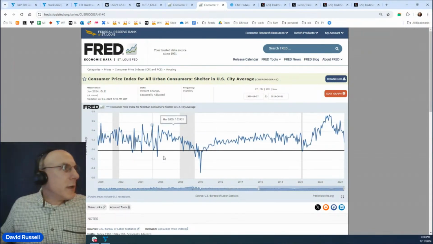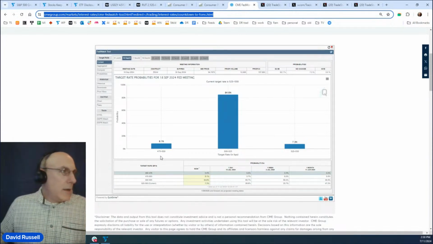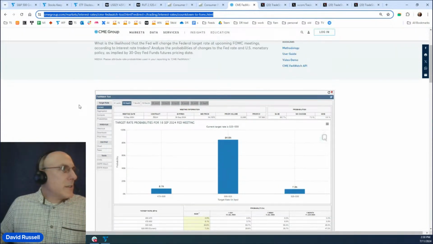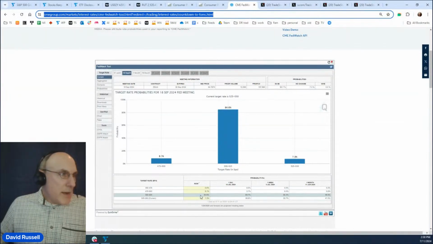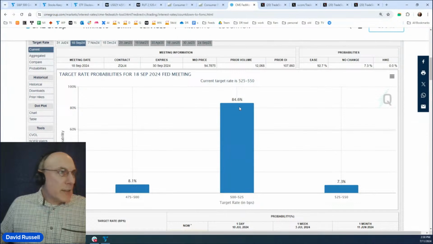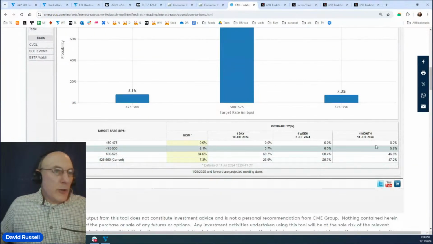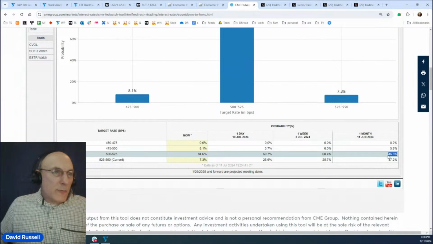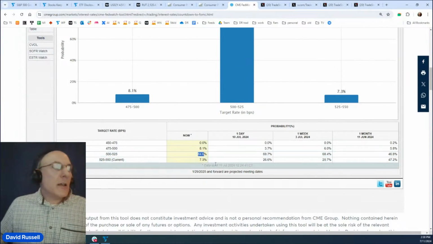Let me continue now with the next thing. The CME has this Fed Watch tool. This is the September meeting. Now pricing in an 84% chance of a rate cut in September. I love looking at the history of this. A month ago, it was 47%. Now it's 84%, 85% probability.